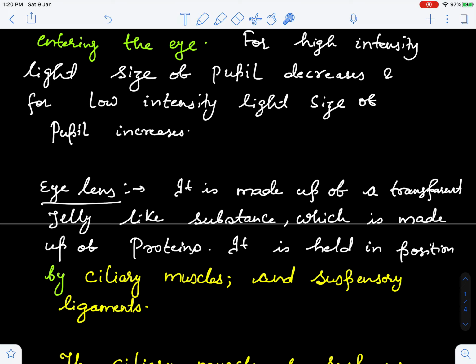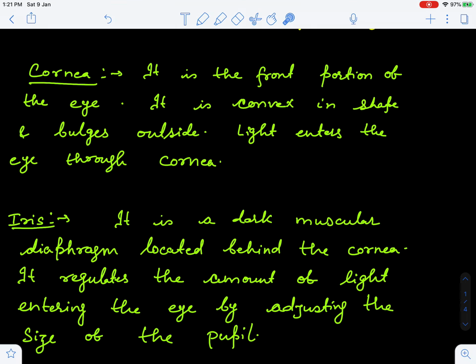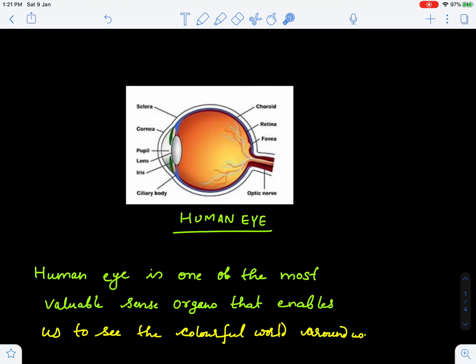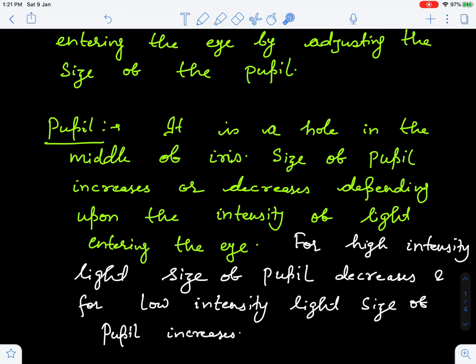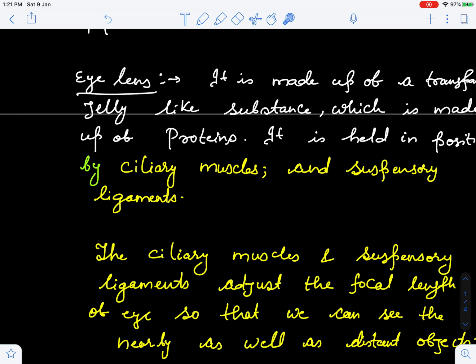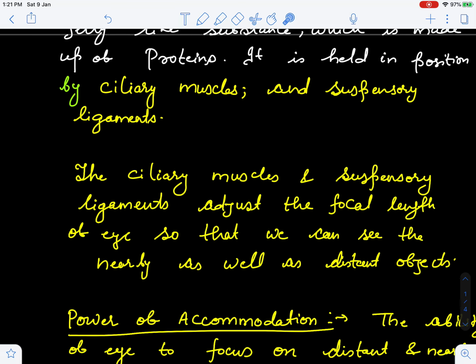Eye lens. The eye lens is basically a transparent, jelly-like substance. Actually this is a convex lens. It is held in position by ciliary muscles and suspensory ligament, as I showed you earlier. The ciliary muscles and suspensory ligament adjust the focal length of the eye so that we can see near as well as distant objects.